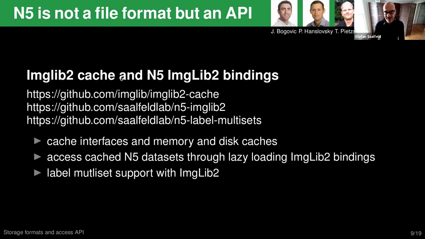Okay, good. So let's continue here a bit. We have bindings of this N5 library to ImageLib2, which allows us to transparently load these N5 containers through ImageLib2 and have them memory cached in main memory. We use the ImageLib2 cache for this. And we have support for some arbitrary adventurous things, like pixel types that contain an unknown multitude of labels with an unknown weight.